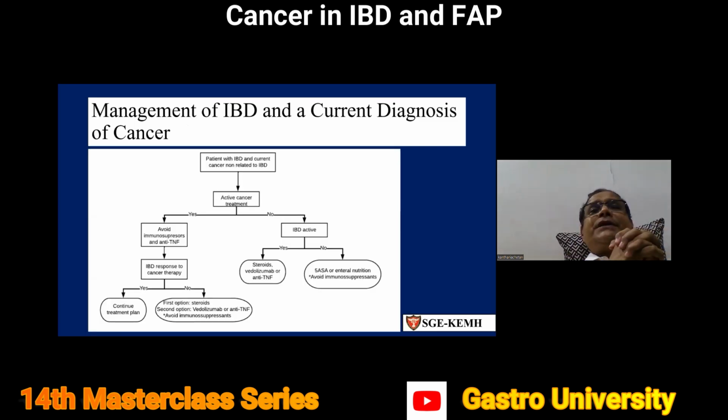Now we come to a situation where you have a patient of IBD and on surveillance you detect malignancy. So how will you manage? I'm going to take you through this algorithm. So you have a patient with IBD and you detect a cancer. If there is a presence of active cancer, important is that you avoid immunosuppressors and anti-TNF. Then you find out whether the cancer therapy will get precedence over the management of IBD, and you see whether this cancer therapy also helps in managing IBD.